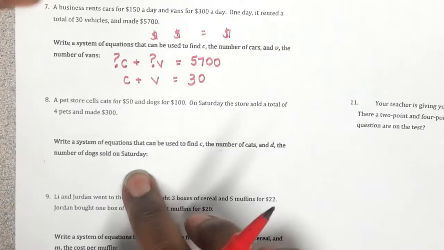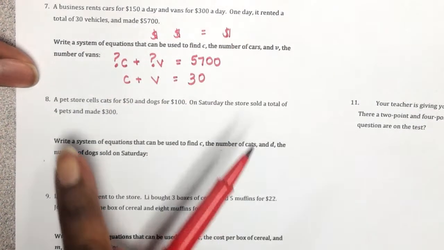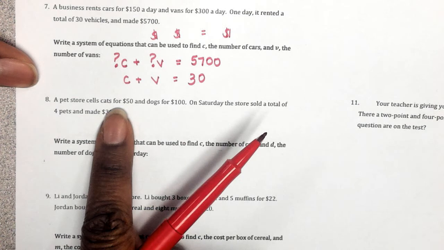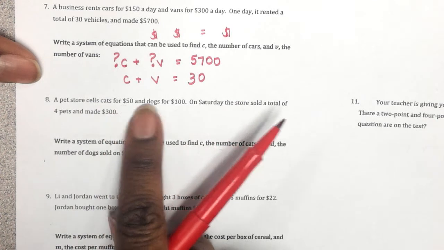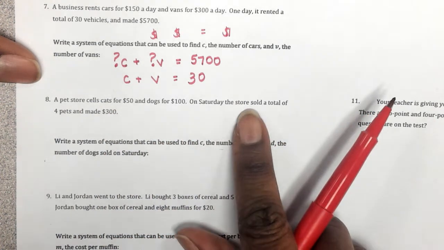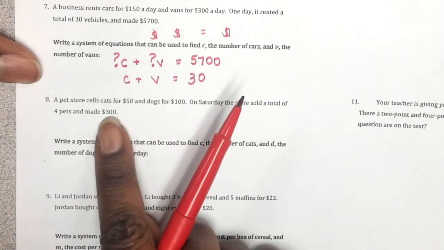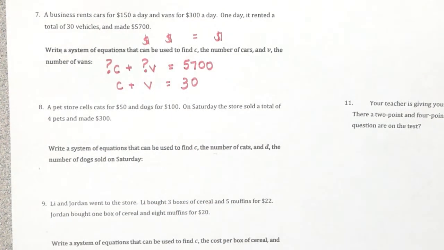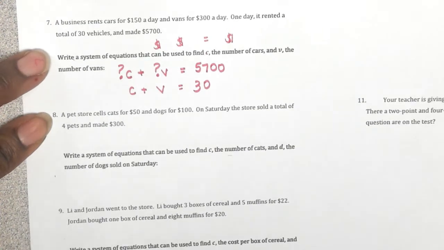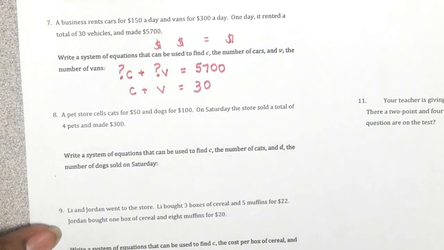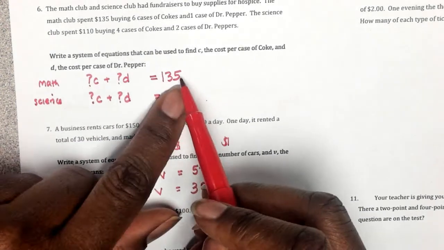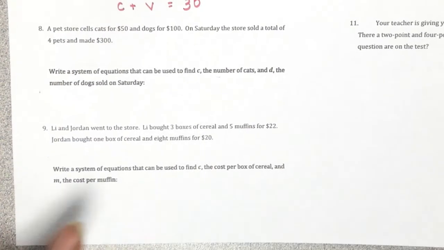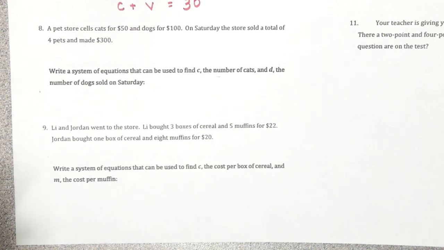Now when you get to number 8 is just like 7. Number 8, a pet store sells cats for $50 and dogs for $100. On Saturday, the store sold a total of 4 pets and made $300. So number 8 setup is just like number 7. But number 9 is set up just like number 6. And remember, on number 6, we had totals of what did we buy, totals of what did we buy. So number 9 is going to be like that one also. I want to let you guys try that one before.